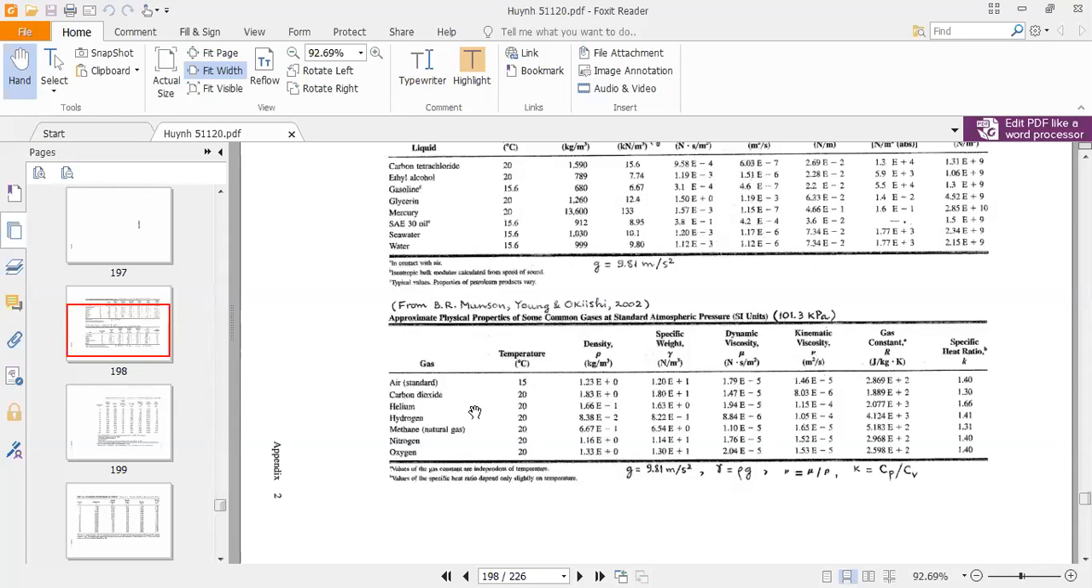Okay, and for carbon dioxide, you see you have different values of R. Here is 188.9. For helium it is 2077. Be careful, because E plus 2 for the others, but for helium E plus 3. E plus 3 means this will be 2077 joule per kilogram Kelvin. So be careful. Okay, gas constant.